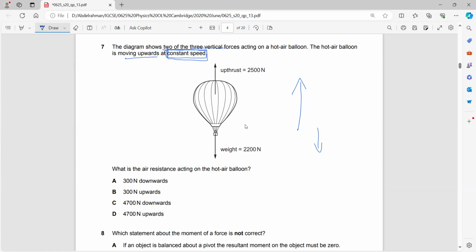The air resistance has to oppose the motion. It resists, literally. That's why we call it resistance. So if this hot air balloon is moving upwards, the air resistance has to be downwards. Definitely. When the air resistance is downwards, it has to be 300 newtons downwards. Why? Because upward forces have to be equal to the downward forces for the hot air balloon to move at a constant speed. I'm sorry, A. I meant A.